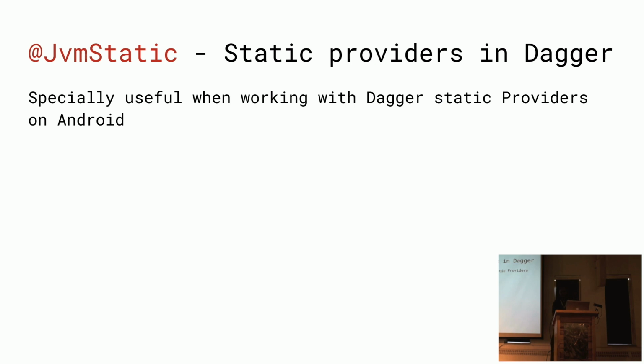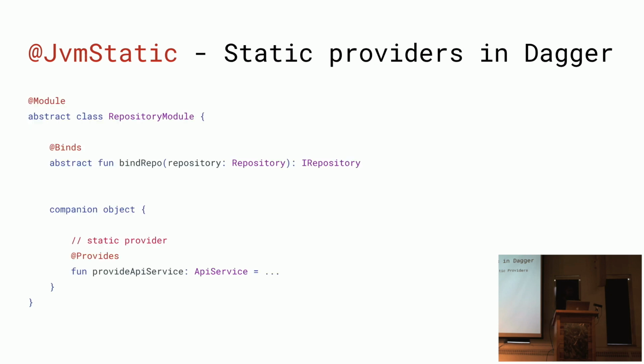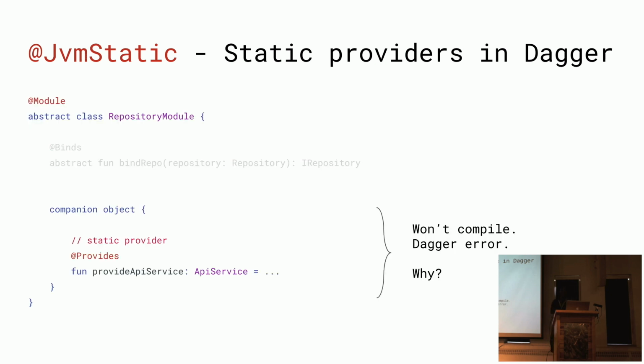Another interesting use case, which was something I stumbled upon recently and thought it would be nice to share, is with static providers in Dagger. If you use Dagger, you know it's possible that you have your providers in static methods. So let's say we have this, and we're trying to provide an API service interface within a companion object. This is not going to compile.